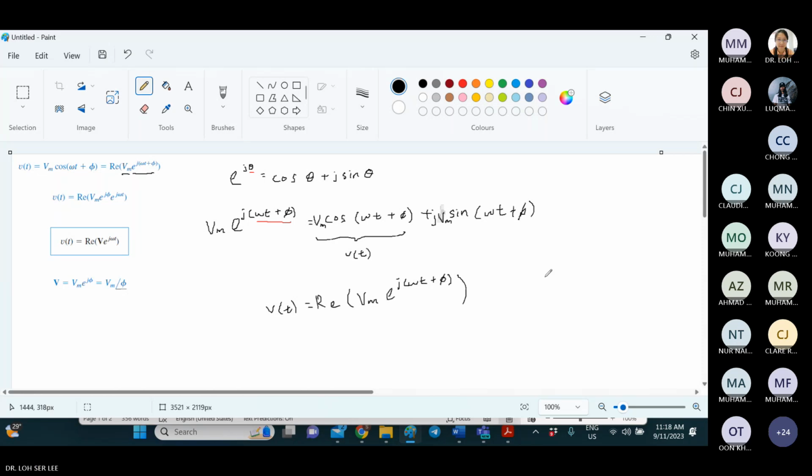Correct? This is your complex number. Complex number equals to this two. And your sinusoid just now, what I showed you, this one, your V(t), this is your sinusoid. Your sinusoid is just the real part of this complex number. So we write in this form, the real part of the complex number, which is this one.